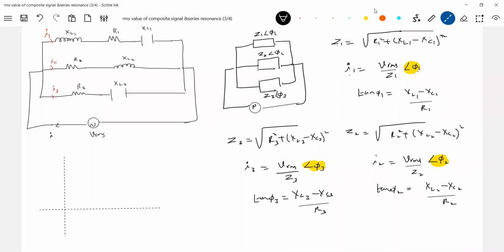R2. Some correction is there. The second one is not having capacitive reactance, no? Yeah, it should be like this. It is not having inductive reactance, only capacitive reactance is there. XC3 whole square.